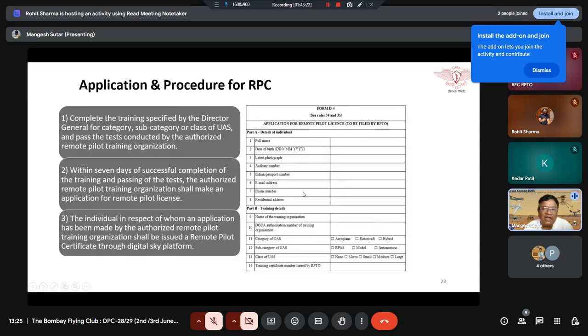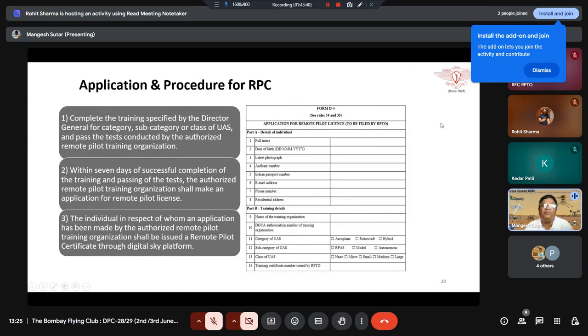My organization or my team will apply on your behalf on the Digital Sky platform to DGCA with Form D4, the application for remote pilot license, to be filled by the RPTO. So as an individual, you are not supposed to fill this form.